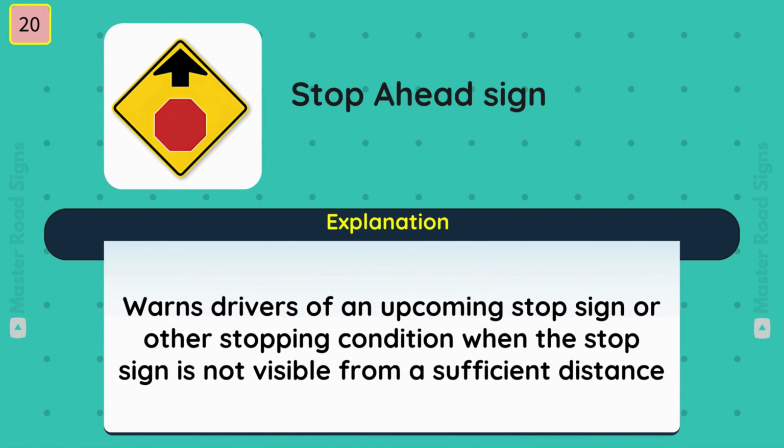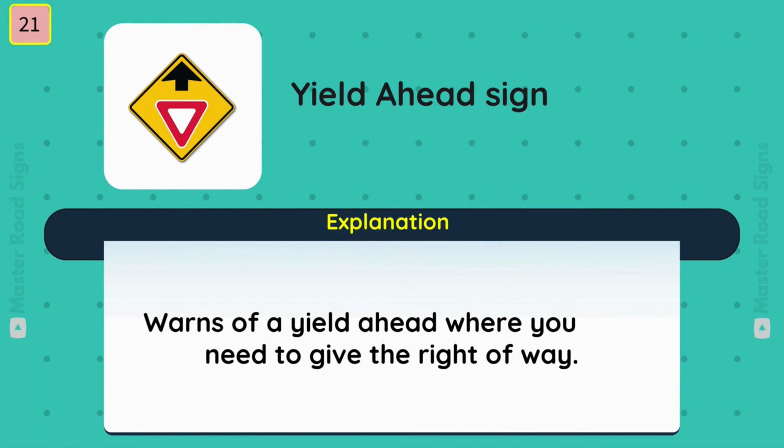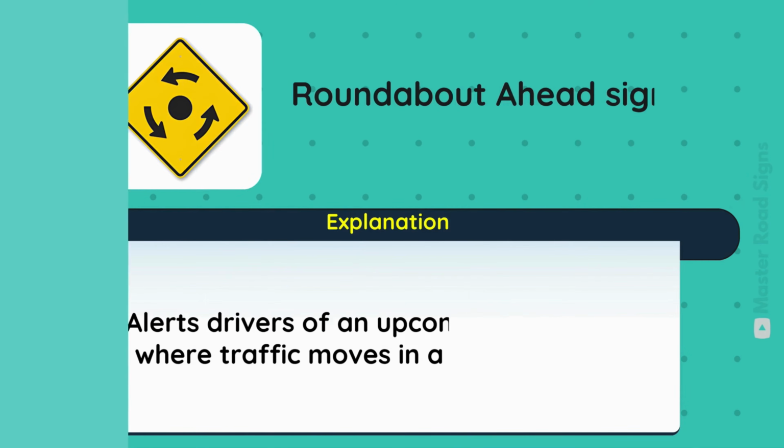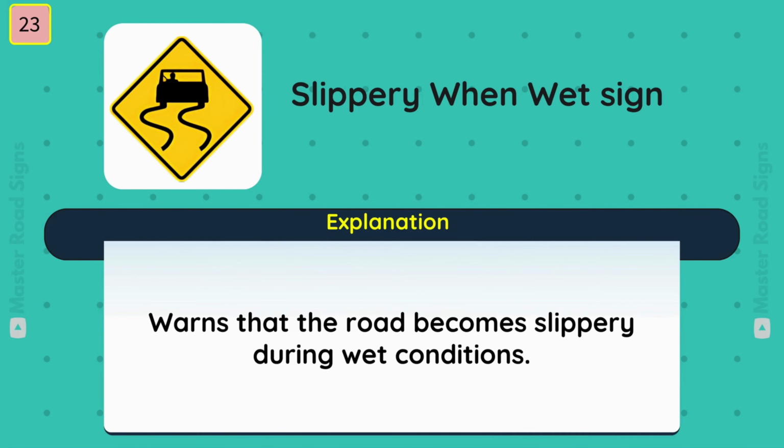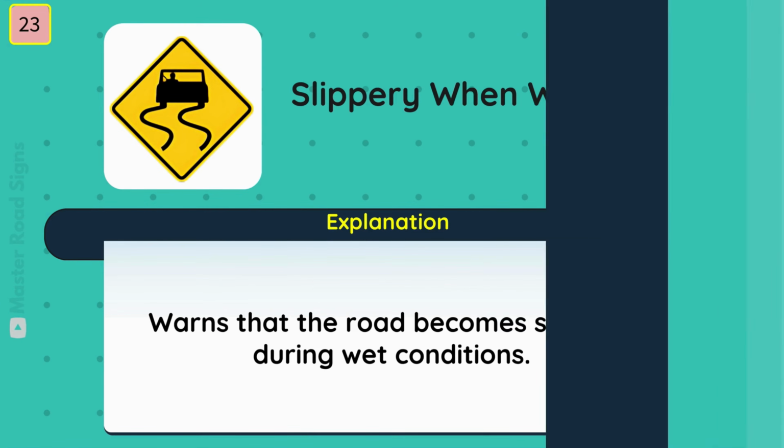Stop ahead sign warns drivers of an upcoming stop sign or other stopping condition when the stop sign is not visible from a sufficient distance. Yield ahead sign warns of a yield ahead where you may need to give the right-of-way. Roundabout ahead sign alerts drivers of an upcoming roundabout where traffic moves in a circular motion. Slippery when wet sign warns that the road becomes slippery during wet conditions.